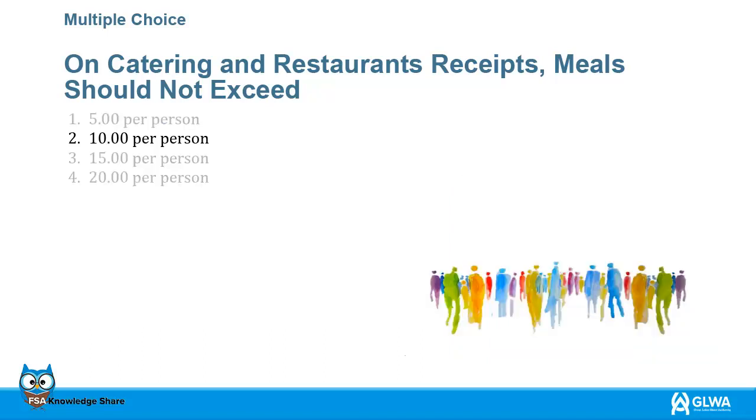On catering and restaurant receipts, meals should not exceed. The answer is $10 per person. Catering and restaurant receipts require not only an itemized receipt, but also a list of personnel who attended the event or meeting. Meals should not exceed $10 per person.